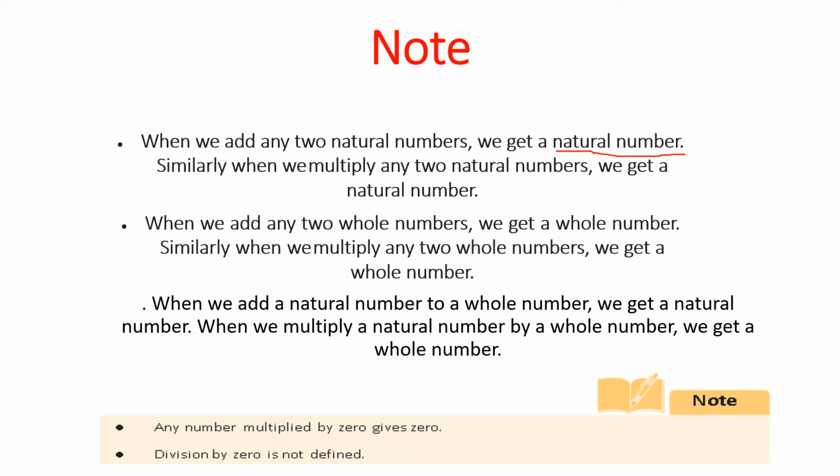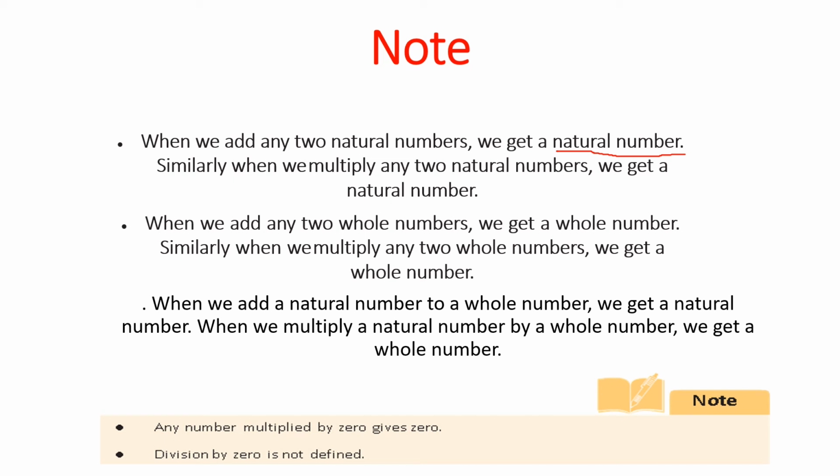Similarly, when we multiply any two natural numbers, we get a natural number. ரெண்டு natural numbers நீங்க multiply பண்ணீங்கன்னா natural number தான் கிடைக்கும். Natural number starts from 1, 2, 3, 4, etc. சரியா? இப்போ இந்த ரெண்டு நம்பர்ஸ்ல natural numbers ரெண்டு numbers add பண்ணாலும் multiply பண்ணாலும் you will get natural number.